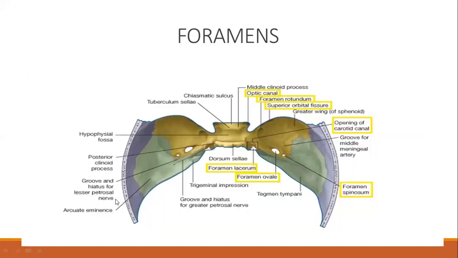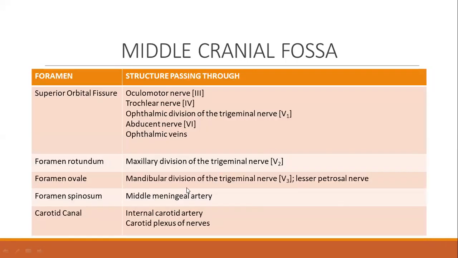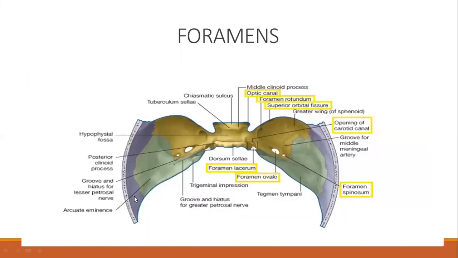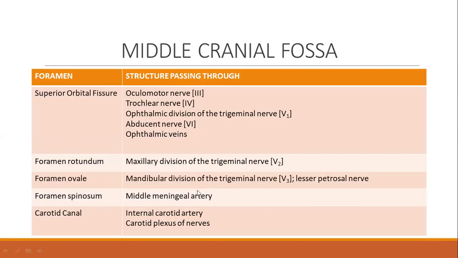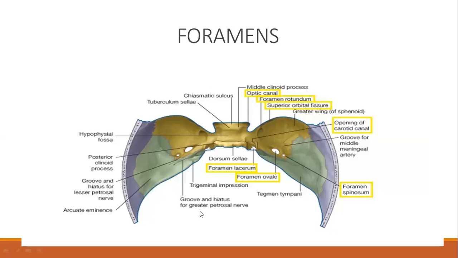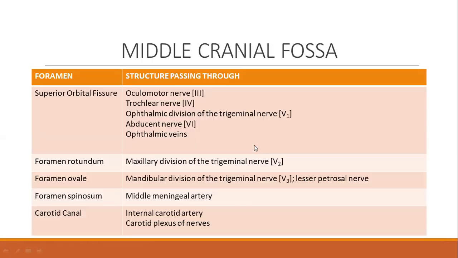Foramen ovale. The structures passing through are the mandibular division of the trigeminal nerve and the lesser petrosal nerve. Foramen spinosum. The structure passing through it is the middle meningeal artery. Carotid canal: internal carotid artery and carotid plexus of nerves. This is the carotid canal.